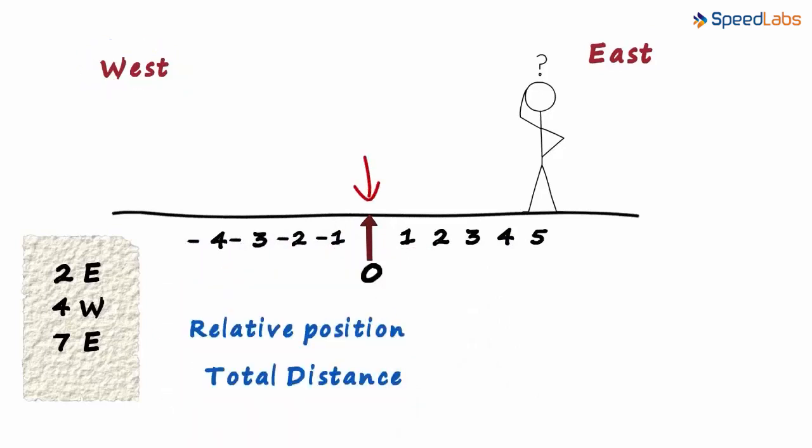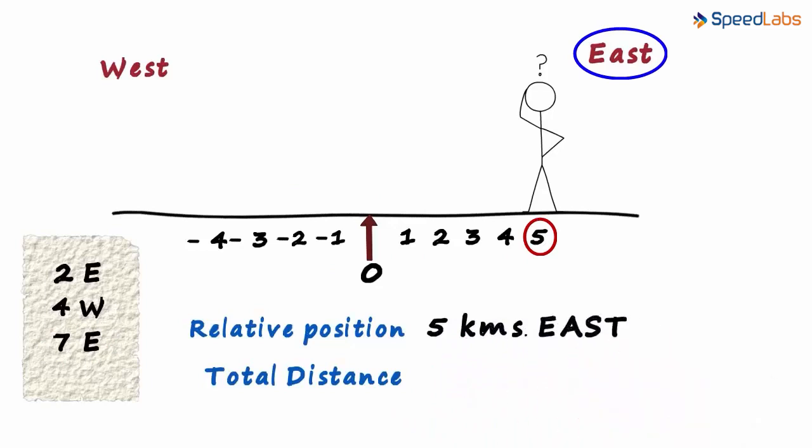From the original position, you walked 2 kilometers to the east. So you were here. Then you walked 4 kilometers to the west. 4 units leftwards from 2 is -2. So you were here. And from this point, you walked 7 kilometers to the east. 1, 2, 3, 4, 5, 6 and 7 units away, which means you are at +5. So the answer is 5 kilometers towards the east. That's your relative position from this point.